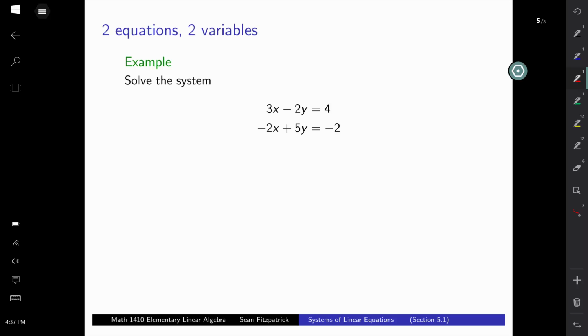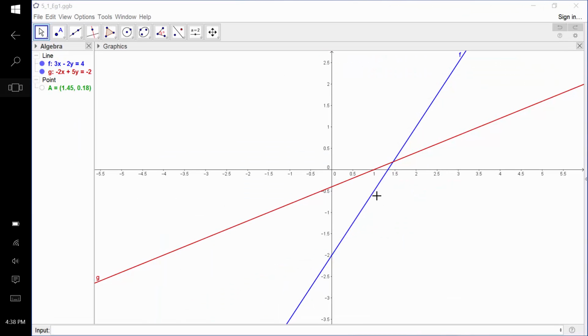Okay, here's a system of two equations in two variables. How would you solve this? Well, we could solve it graphically. I could draw the lines if I want. Actually, why don't I let the computer draw the lines for me.